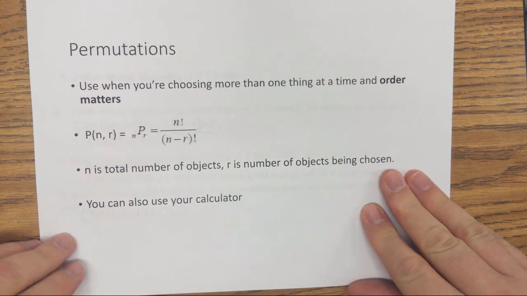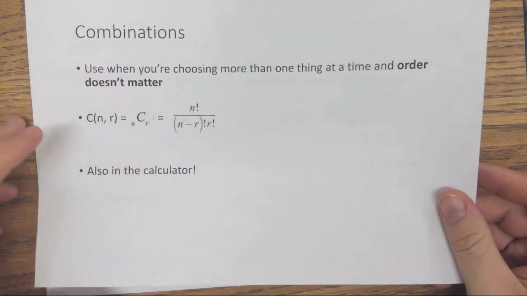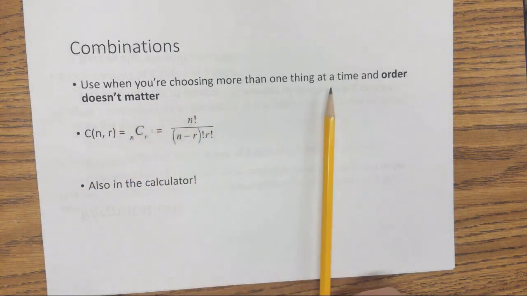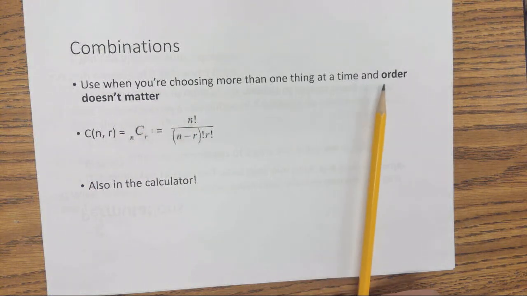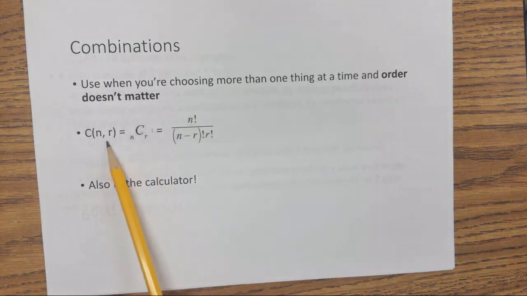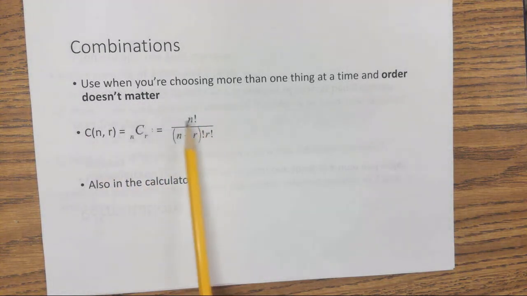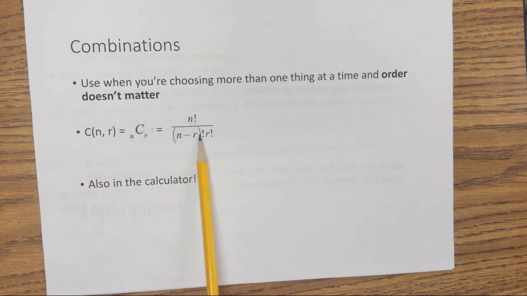Now here's another counting method called a combination. Again, you're using this when you're choosing more than one thing at a time. But unlike permutations where order did matter, with combinations order doesn't matter. They're written exactly the same way as far as symbolically. If you're doing it by hand, though, you do n factorial over n minus r factorial times r factorial. Okay.